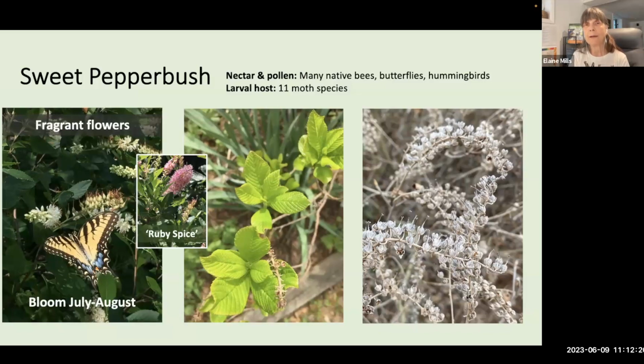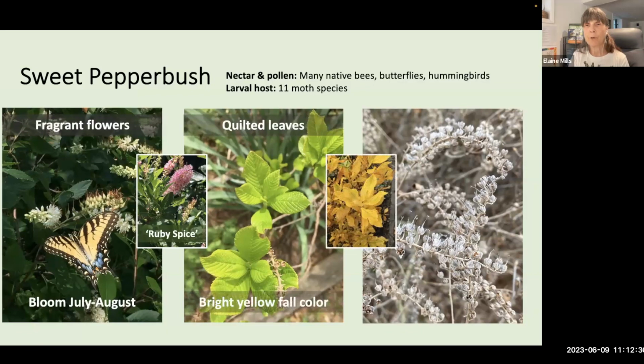It will provide nectar and pollen to many native bees, butterflies, and will also attract hummingbirds. It has quilted leaves that serve as a larval host for 11 moth species and has a brilliant fall color. You'll see these spikes of dry capsules, and they will persist for up to a year, a very attractive ornamental feature that's also enjoyed by birds.